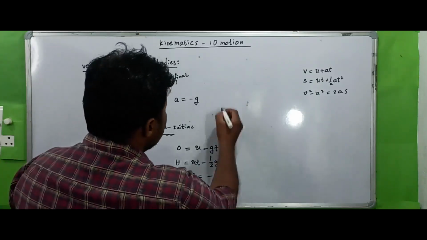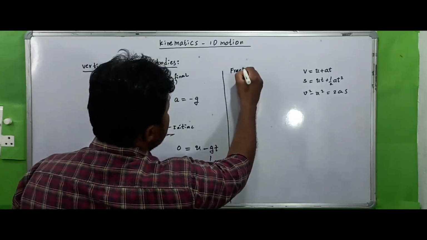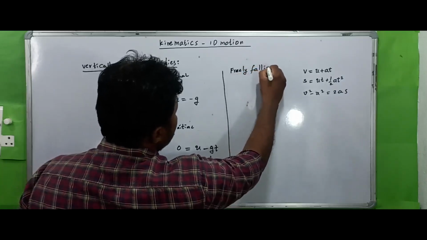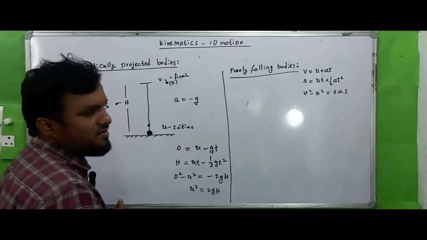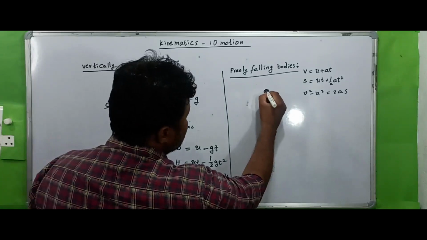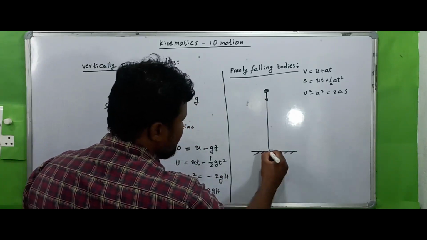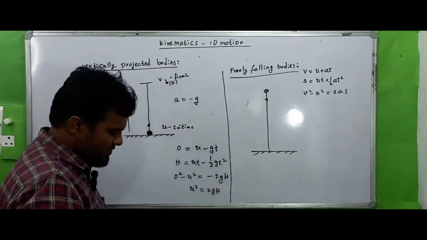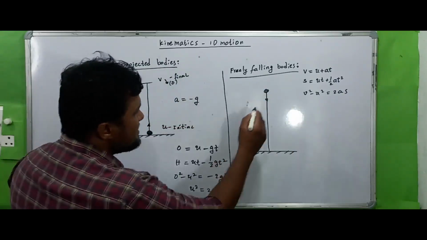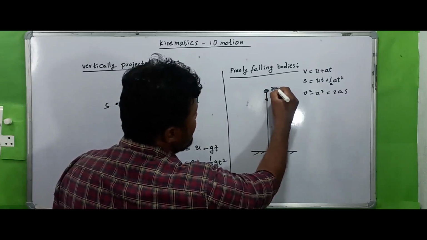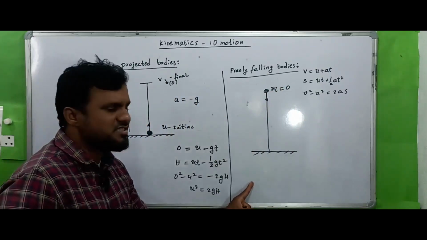Now we will see the equations for the freely falling condition. Freely falling bodies, or motion under free fall. Let us imagine the situation. A body is moving downward to the earth surface. After some time, it strikes the ground. Initially the body is at rest. So in this situation, the initial velocity of the body is taken as 0. Why? Because initially the body is at rest, so initial velocity is 0.